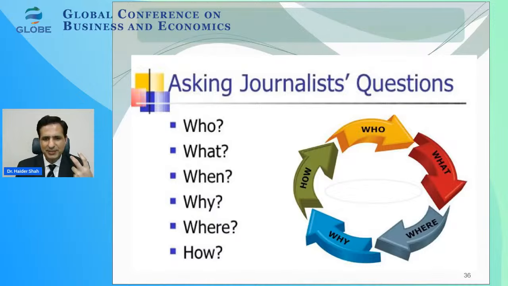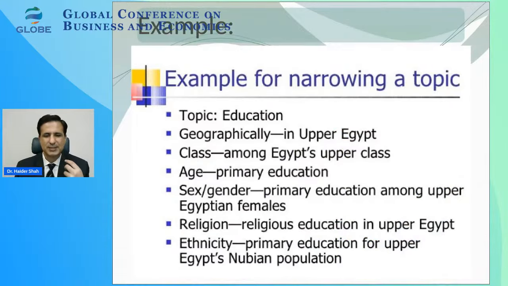What do we mean by journalist? By asking the right questions. Who is involved in this research? What am I going to conduct or find? When will I be carrying out this research? Why am I carrying out this research? Where can I find my target population? And how am I going to get the appropriate results, the data, and all those things? So you become like a journalist who asks all those questions related to your work. All right. This is just an example of how you are going to narrow down the topic to become a manageable research.